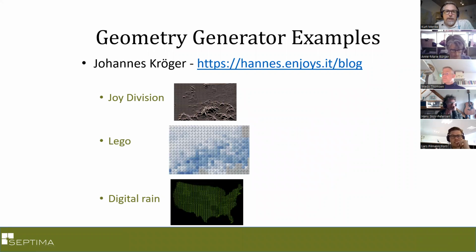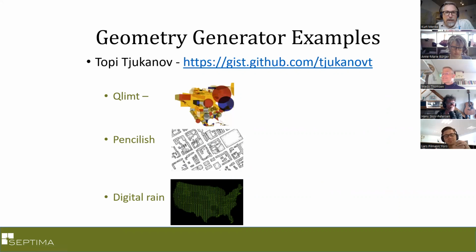Johannes Kroger also has a blog where he's created some more silly ones. He has one that will allow you to create a Lego map of terrain or something like that. The classic Joy Division renderings of elevation and this digital rain. And Topi Chukhanov is a Finnish QGIS geek, and he's done some interesting things with geometry generators too. Gustav Klimt renderings of polygons.